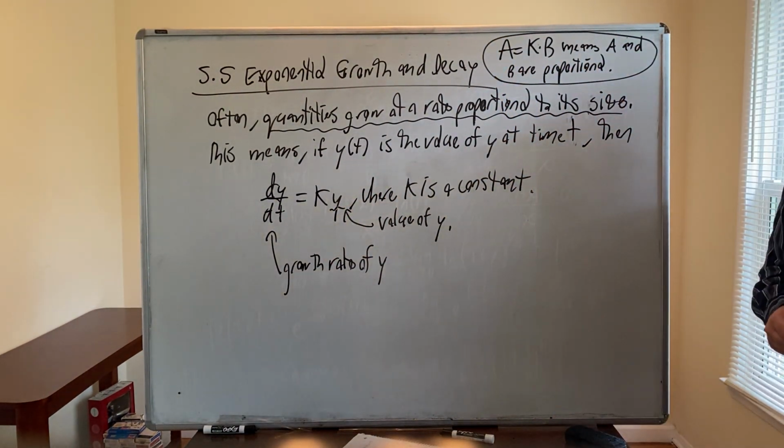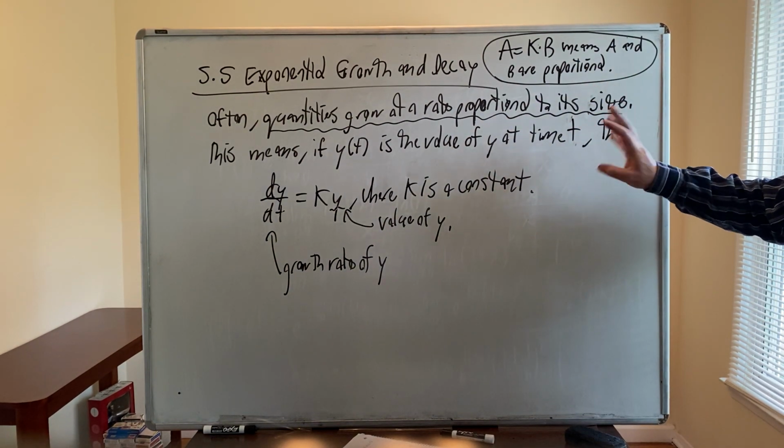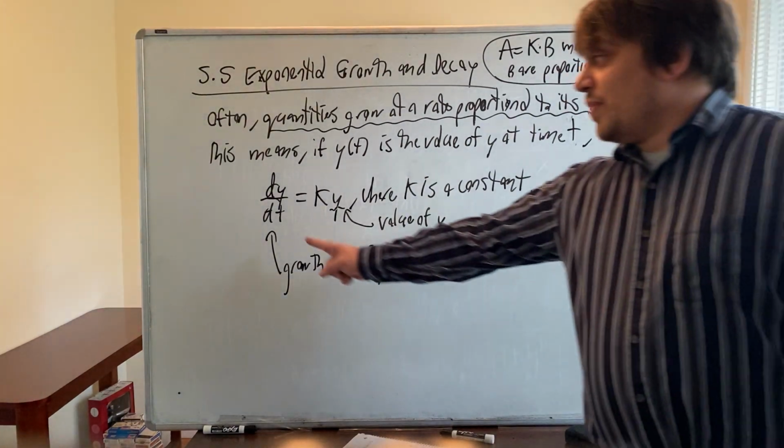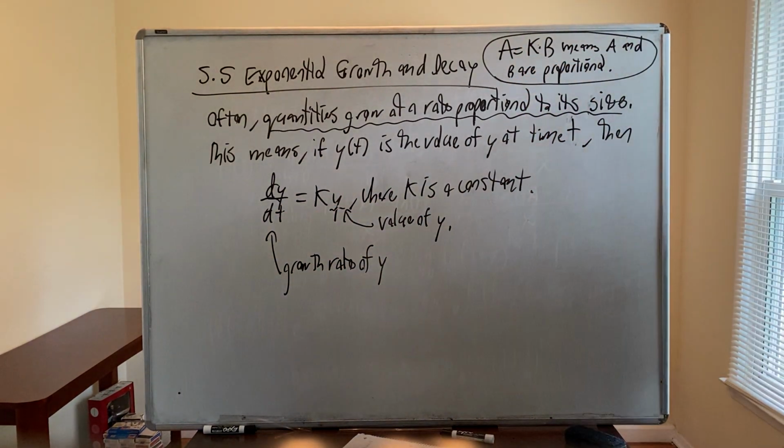dy dt equals k times y. If you overread or overanalyze this, you'll get confused, right? It's just the growth rate equals the constant times its size. Okay?